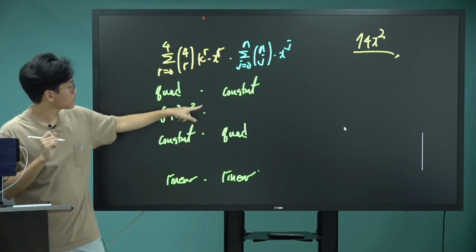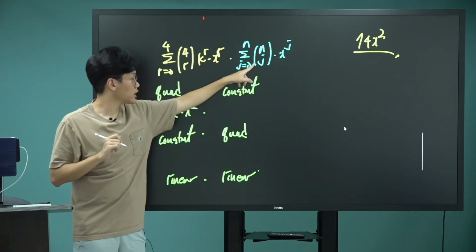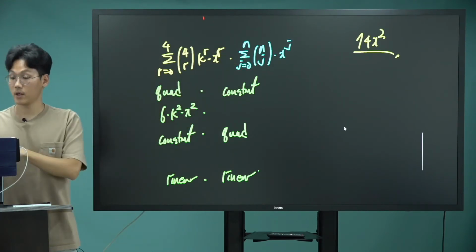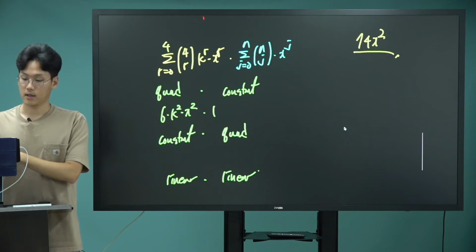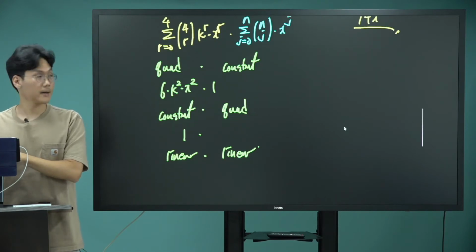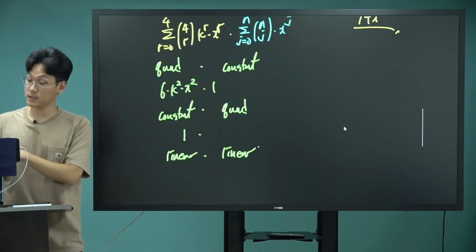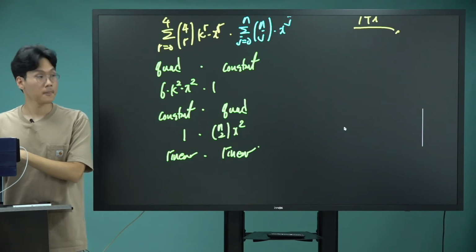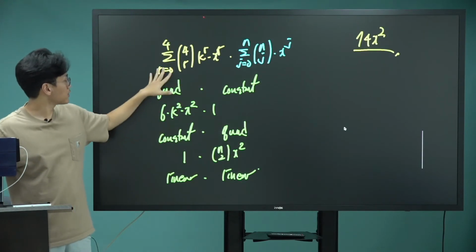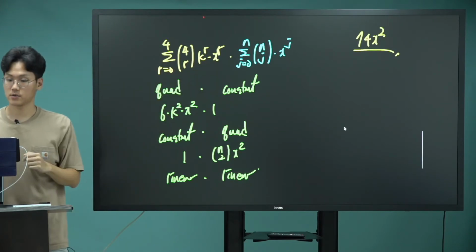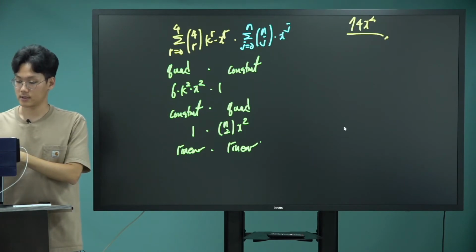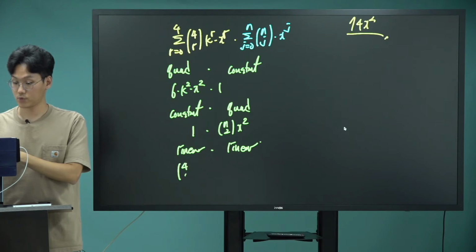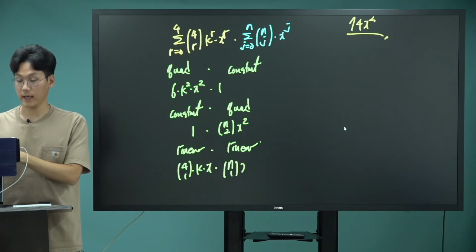And then the constant term, we already discussed that. That's when j is equal to 0, n choose 0 is 1. So just 1. The constant term times the quadratic term is going to be n choose 2 x squared. But for the linear term, that's when r is equal to 1, j is equal to 1. You see? So it's going to be 4 choose 1, k x times n choose 1, x.